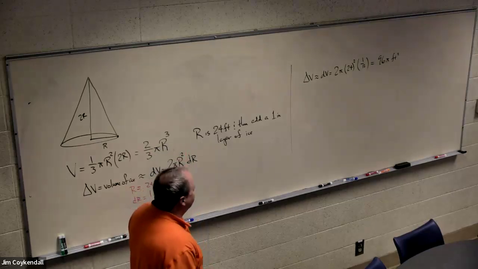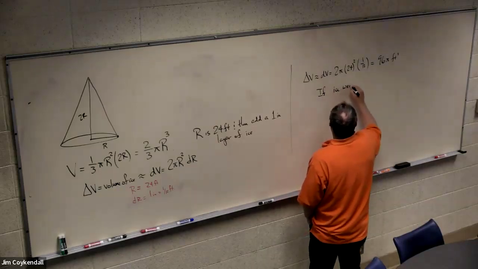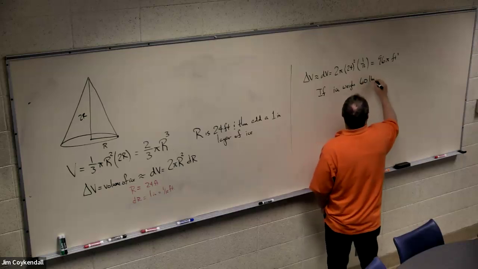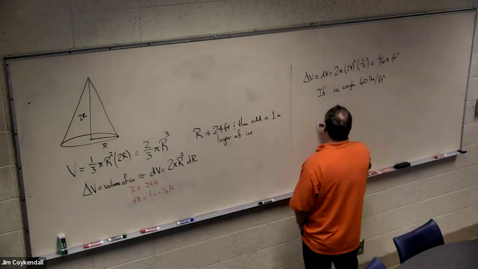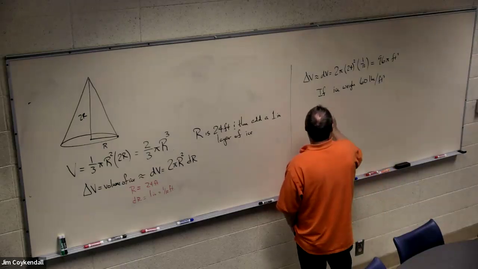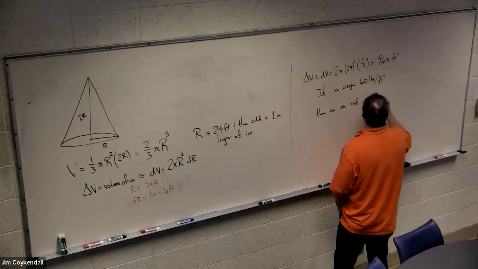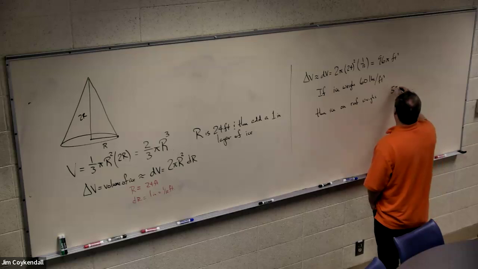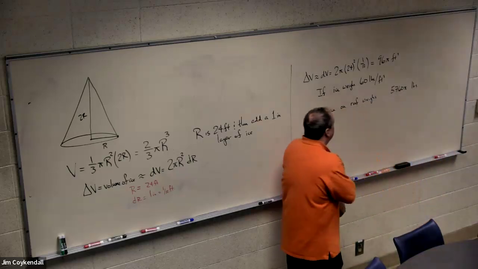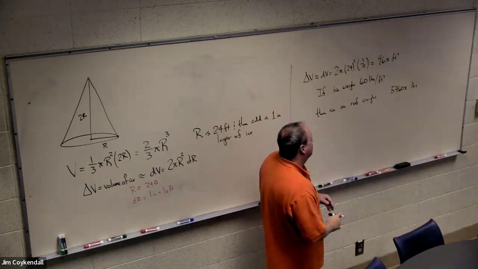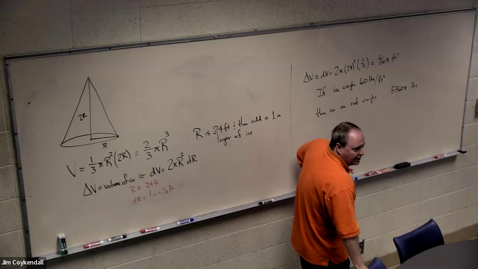So how much ice is on this thing? If ice weighs 60 pounds per cubic foot, then this is about 60 times 96 pi, so that's like 17,000. Pretty good.